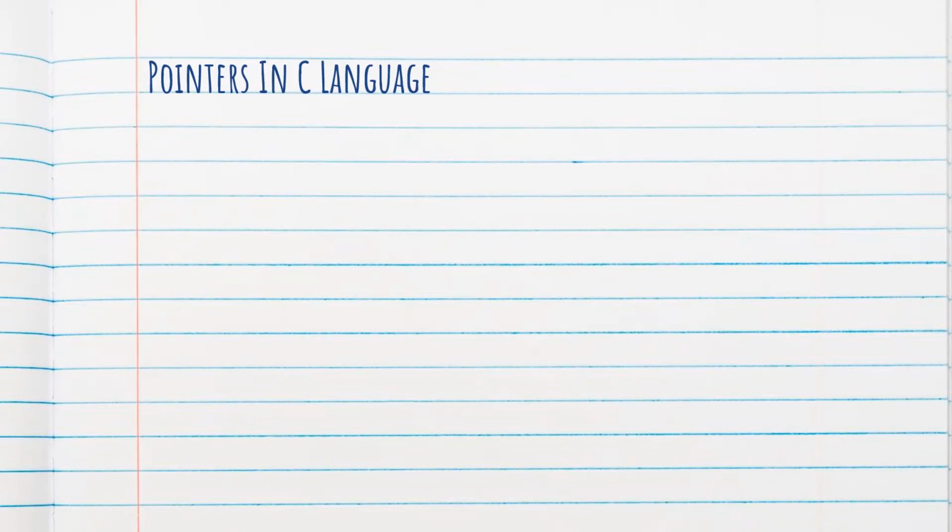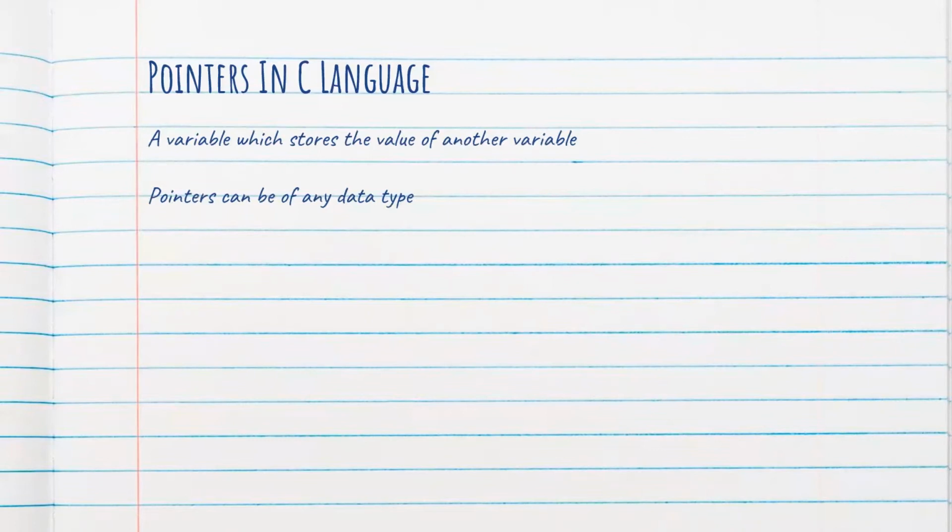In this tutorial, we will learn about pointers in C language. Pointers are variables that can store the value of another variable. Pointers can be of any data type. We can use pointers to store the address of any other variable, which means that now that pointer variable is pointing to that variable.